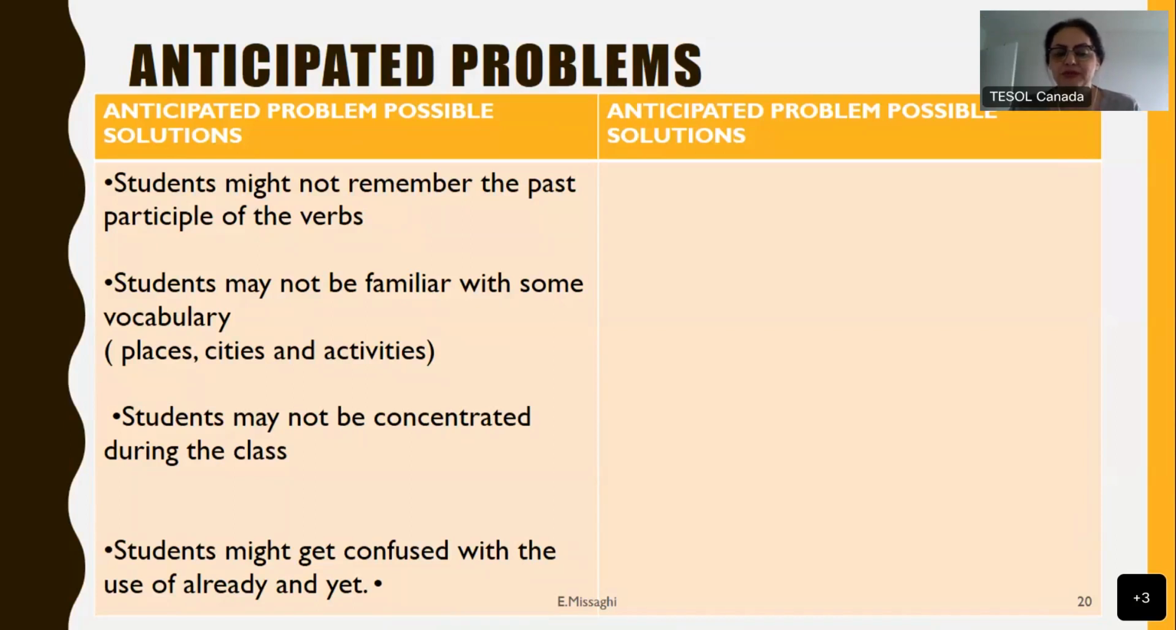What about the students who may not be concentrated during the class? You can call him to read the paragraph. Don't embarrass him by asking a difficult question or something. Just have him read something or give an easy question.